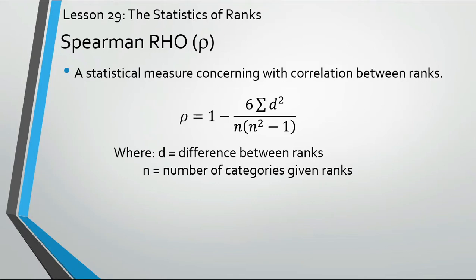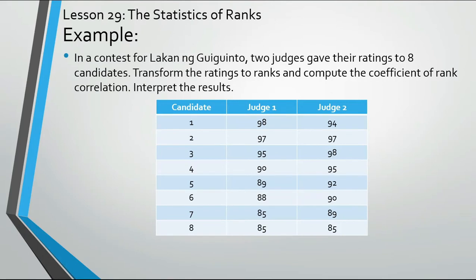Okay, so paano ba yan, sir? Sige, ito yung example. In a contest for Lakan ng Giginto, 2 judges gave their ratings to 8 candidates. Transform the ratings to ranks and compute the coefficient of rank correlation. Interpret the results. So, meron daw sa isang contest, sa Lakan ng Giginto, meron daw 2 judges. Yun daw yung binigay nilang score dun sa mga candidates. So, ano daw yung correlation ng dalawang scores or ranking? Yun yung kinocompute natin. Okay? So, paano ba natin gagawin yan?